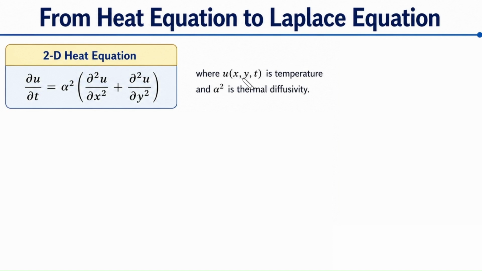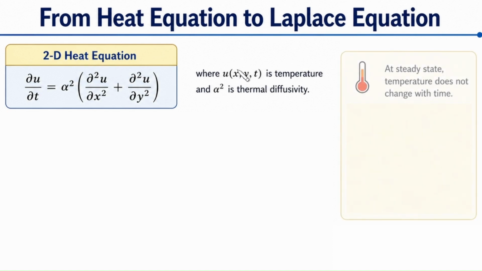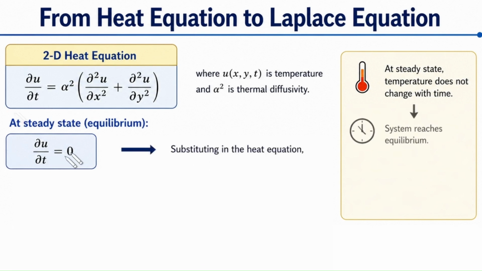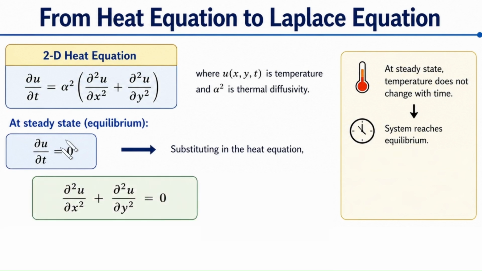Now let's focus on the steady state condition. At the steady state, temperature doesn't change with respect to time. It means del u by del t is equal to 0. Now substitute this back into the heat equation. We get the second order derivative of u with respect to x plus the second order derivative of u with respect to y is equal to 0. This equation is called the Laplace equation.